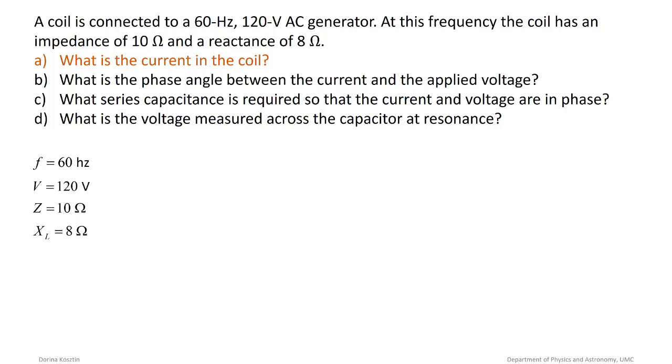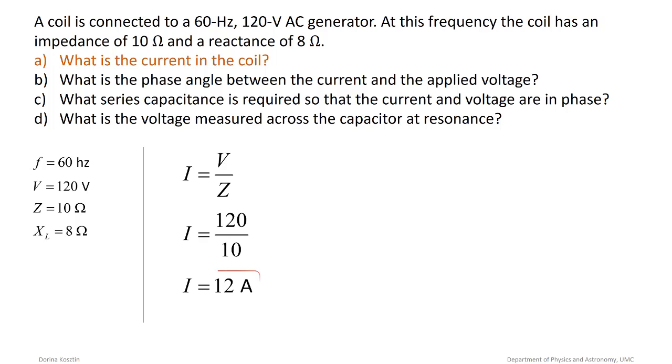We are given the maximum voltage and we are given the impedance of the circuit. Therefore, we can find the current simply by dividing the maximum value of the voltage across the circuit by the impedance of the circuit. V has a value of 120 volts and the impedance is 10 ohms. Therefore, the maximum value of the current in the coil is 12 amps.